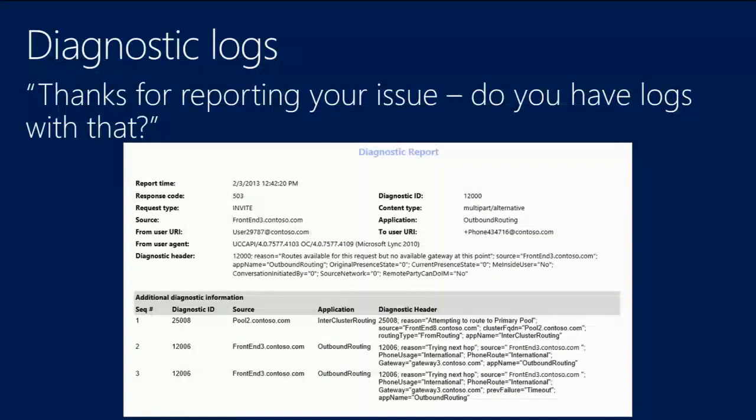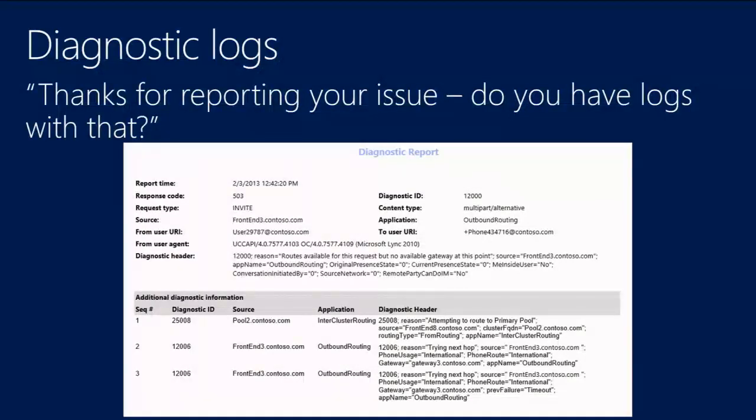So what I can see immediately here is I can look at the additional diagnostic information. I can see that it was trying to attempt the call through a pool, and it's trying the next hop, but essentially it was not able to find a route. I can see right away from that diagnostic header that this person was not able to make a call because there was a problem with the routing that I had set up in my voice plan. It could be that there's a problem with my dial plan. It could be that the gateway wasn't available, or the mediation server wasn't available.